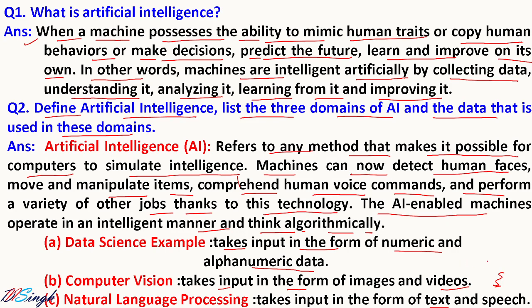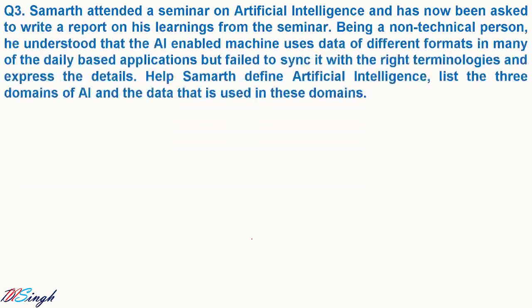AI is the umbrella term for data science, computer vision, and natural language processing. They all come under this artificial intelligence topic. Let us go for the next question.